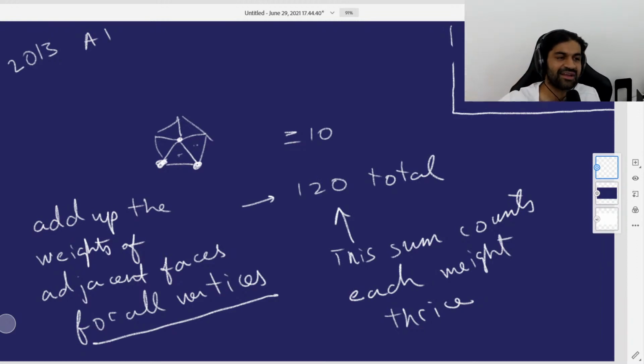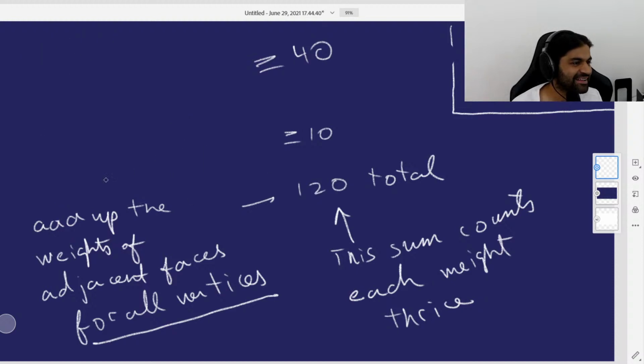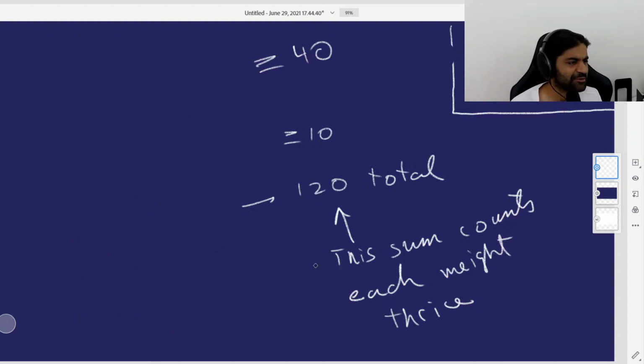And so that means that the sum total of all the faces has to be at least 40. But remember, it was a condition of the problem that the sum of all the weights was 39. And so we have our contradiction. Okay, let me know if there are any questions about that. All right, so this was 2013 A1. Hopefully it seems reasonable. Okay, I believe we only have one more. And do let me know if there are any questions about this one.